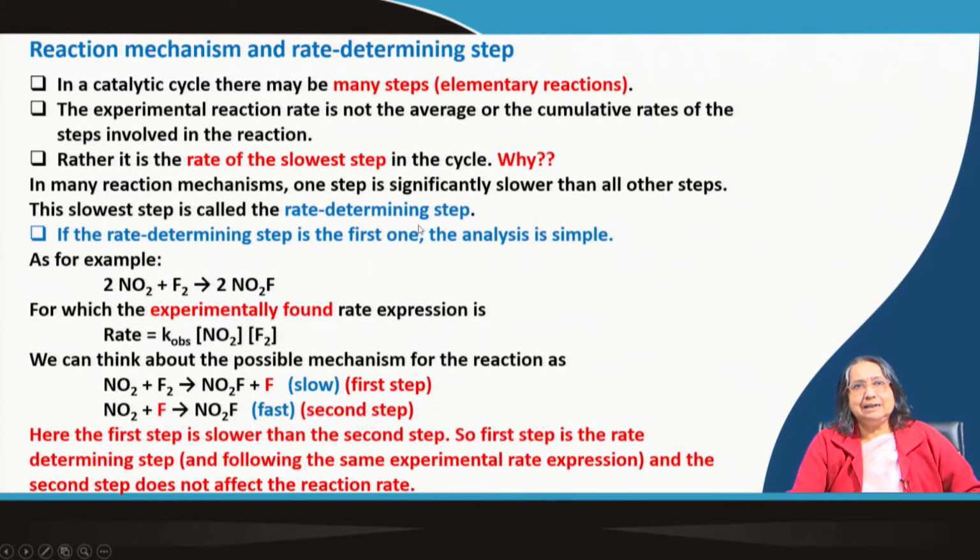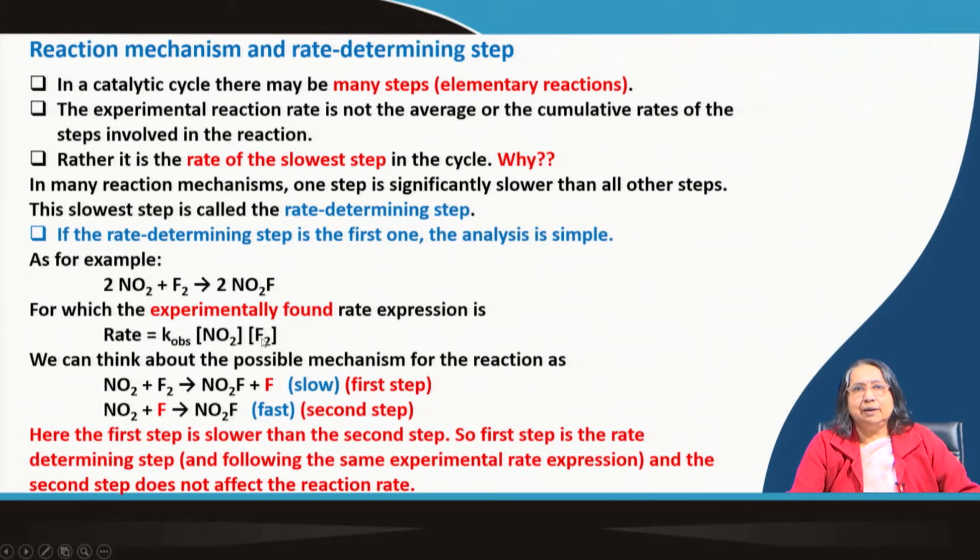But in the case of a reaction, it is very important, not like that file. If the rate determining step is the first one, then the analysis is very simple. Just by an example I can tell you. For example, this is a reaction: NO2, nitrogen dioxide, plus fluorine gives NO2F. This is the balanced equation. Now, experimentally it is found that the rate expression is rate equals k observed times concentration of NO2 times concentration of F2. If this is a one step reaction, then it should not be like this.